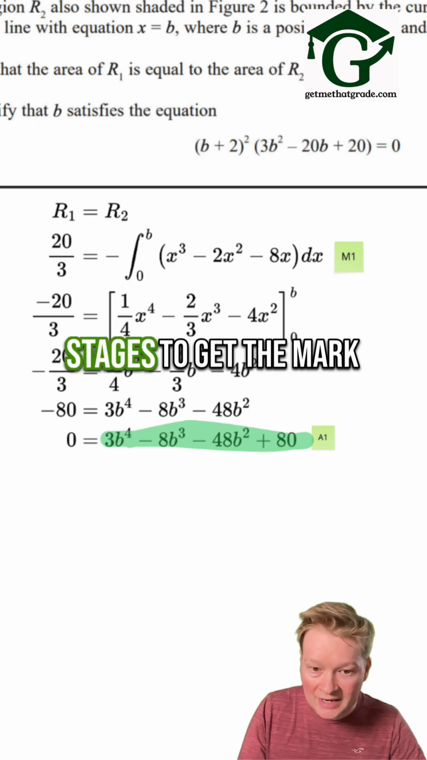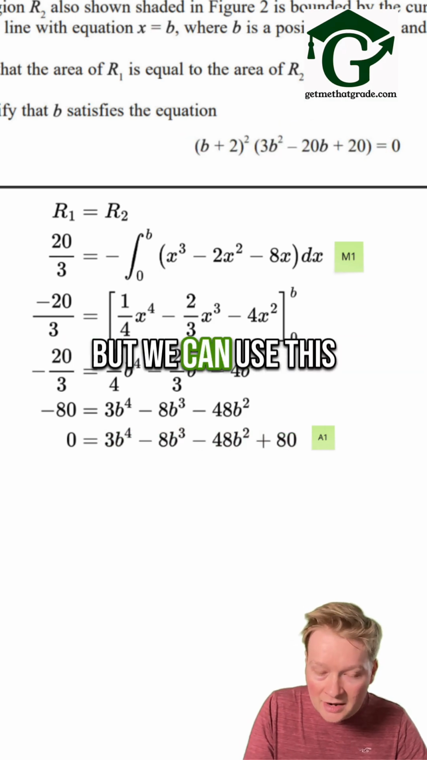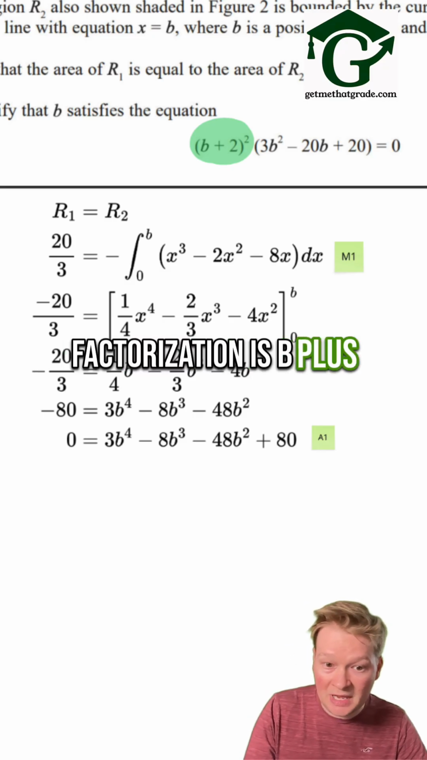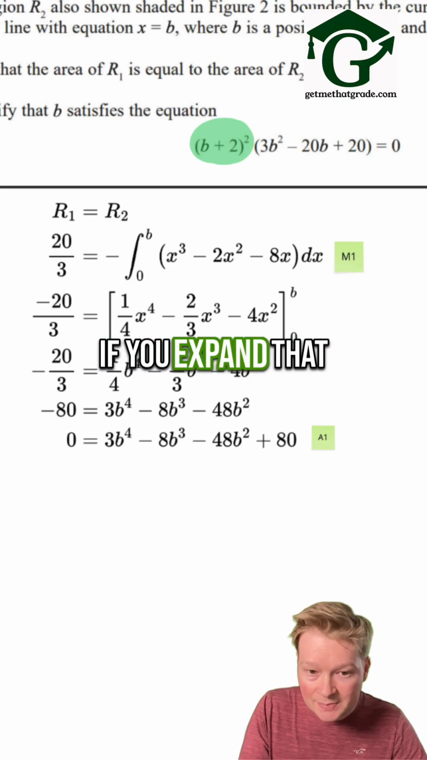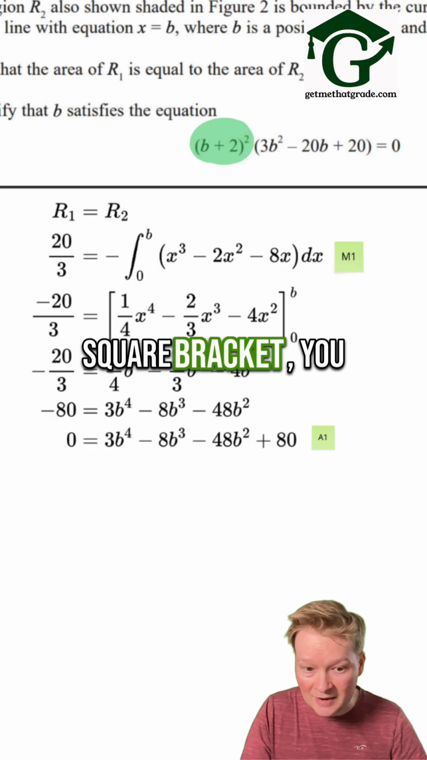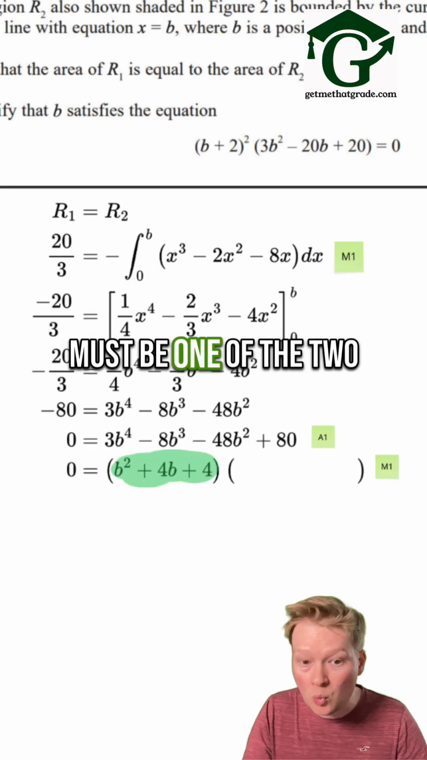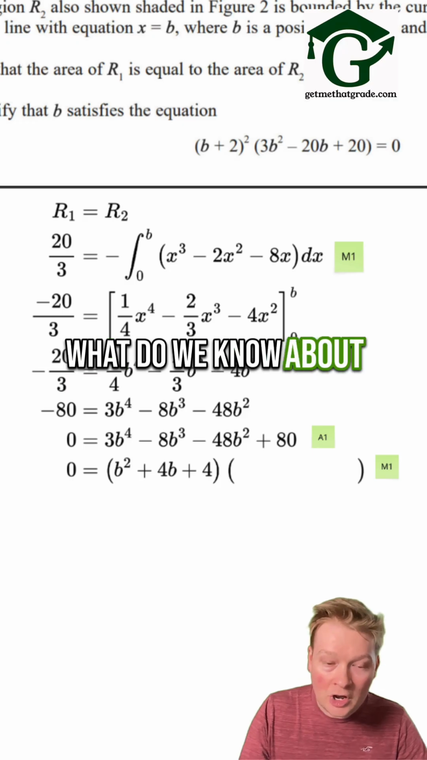We need to show that in stages to get the mark. But we can use this little hint given here that part of the factorization is b plus 2 all squared. If you expand that square bracket, you end up with b squared plus 4b plus 4. So we know that that must be one of the 2 brackets. What do we know about the other bracket?